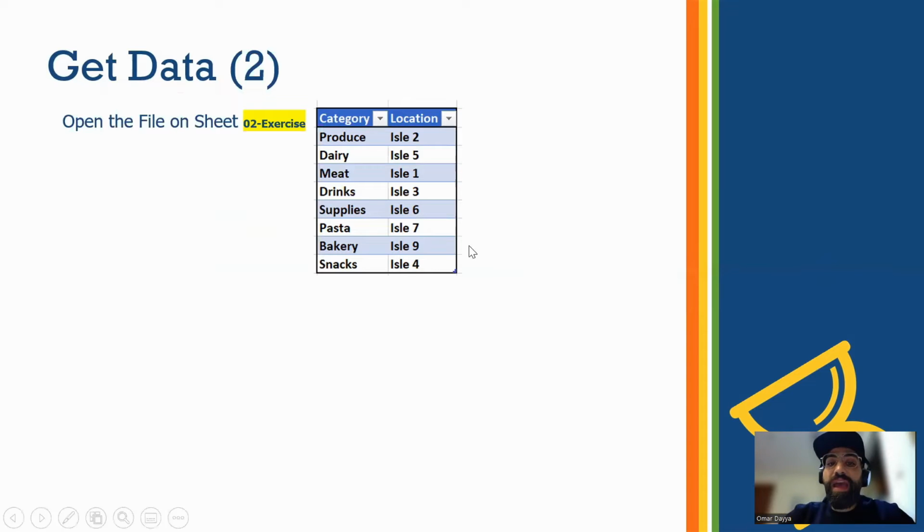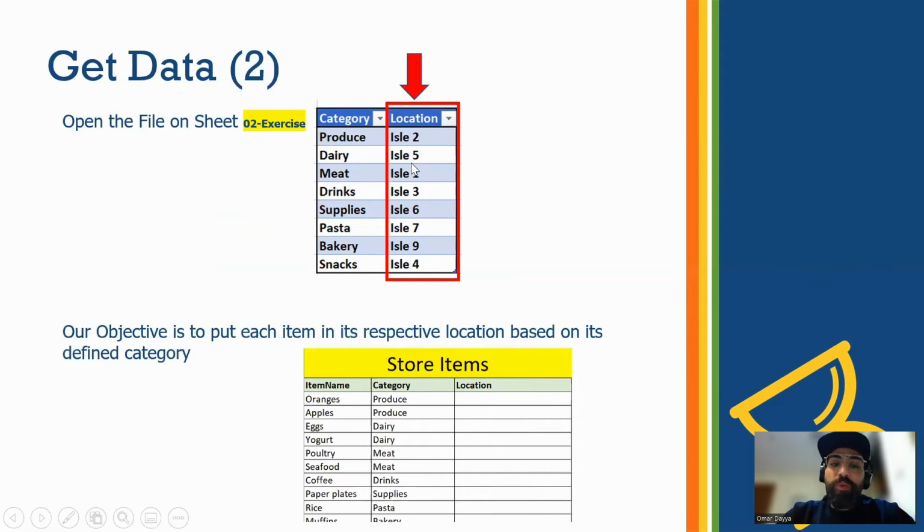In sheet number two, we have a small table classifying categories and mapping these categories to their corresponding aisles. So basically, when you are working in a store, this store has multiple aisles, and each aisle is designated to have items of a certain category. Let's say, for example, all the dairy products will go in aisle number 5. All the meat products are found in aisle number 1. All the bakery stuff is found in aisle number 9.